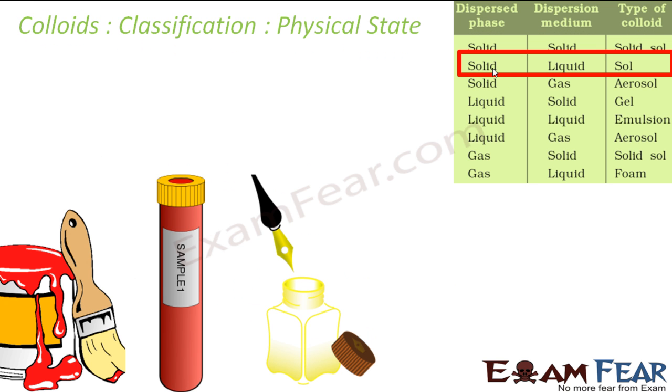The next is solid colloidal particles in liquid medium, and this is called sol. A good example is paint. If you see, the whole paint is liquid. Actually it is the medium which will tell you the state. The final state will be decided by the medium, because the medium is more in quantity. So here the medium is what? Liquid.